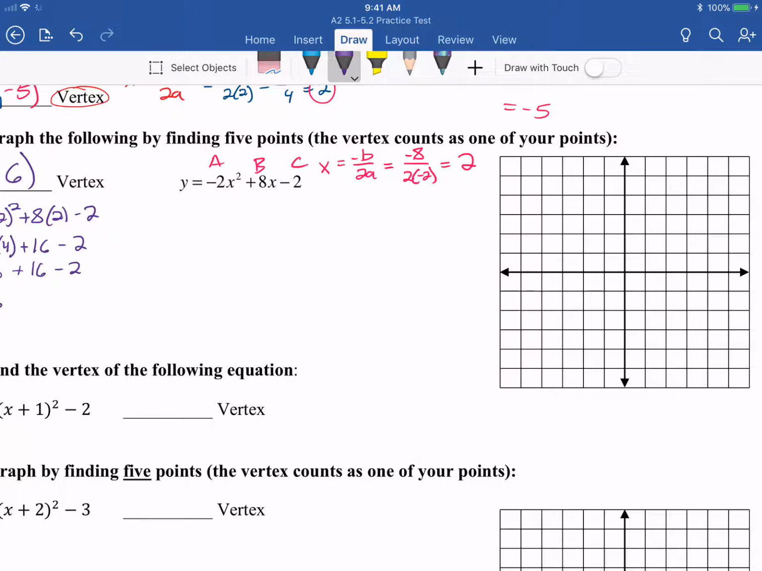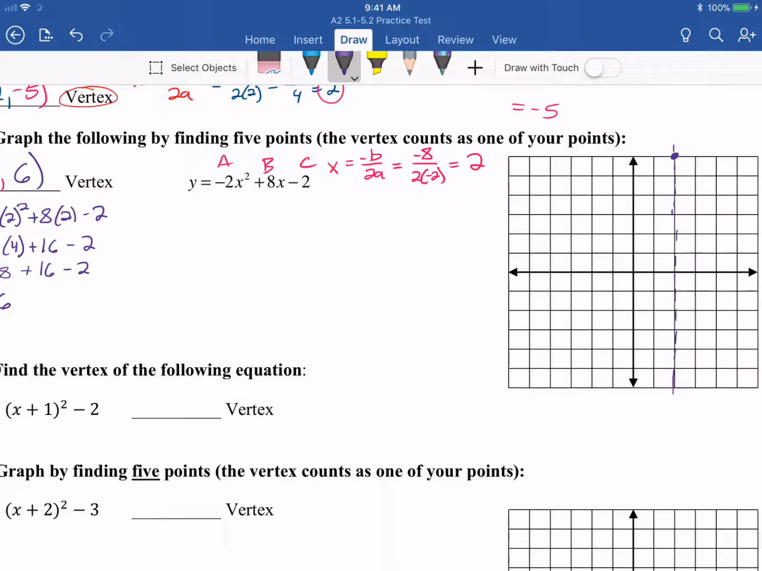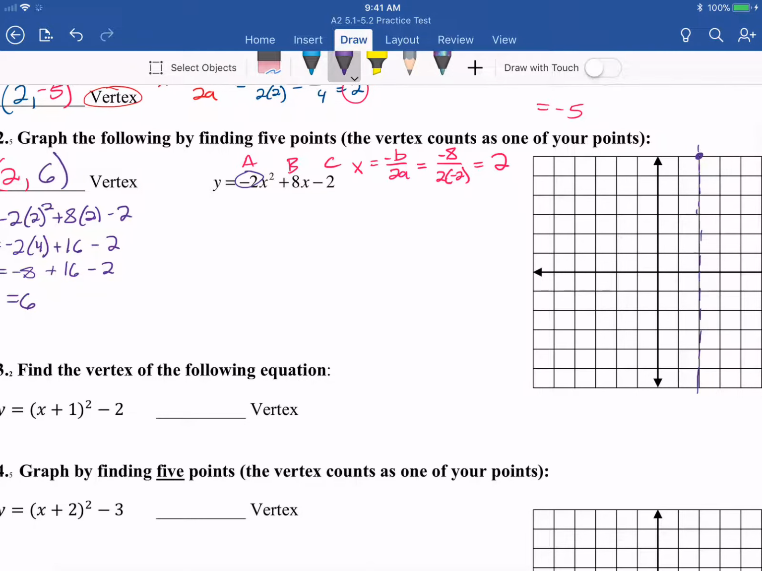So let's go over and graph that. (2, 6) is 1, 2, 3, 4, 5, and 6, all the way at the top here. Remember, that's my vertex. I know that I have this axis of symmetry that goes straight down through there, and my graph is exactly symmetric on the left and right side. Since my a is negative, I know this graph is going to open down, but I just have to find out where the graph actually goes.